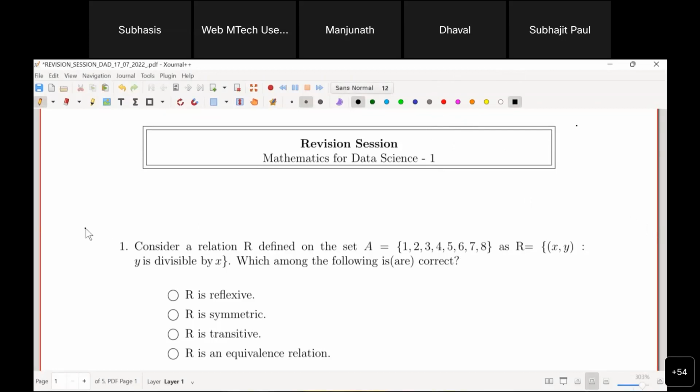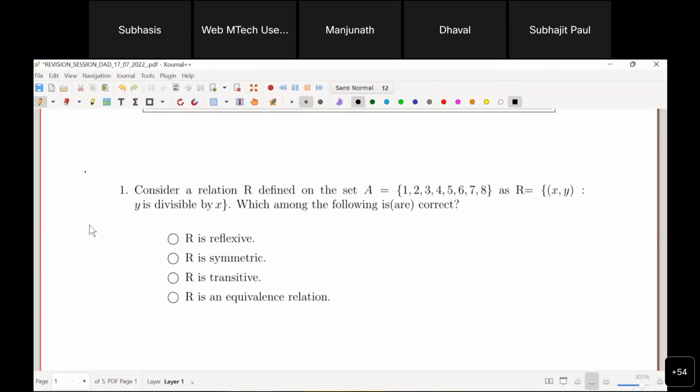So we have a relation. We have defined a relation on this set A. So A consists of 8 elements. So A is basically 1, 2, 3, 4.